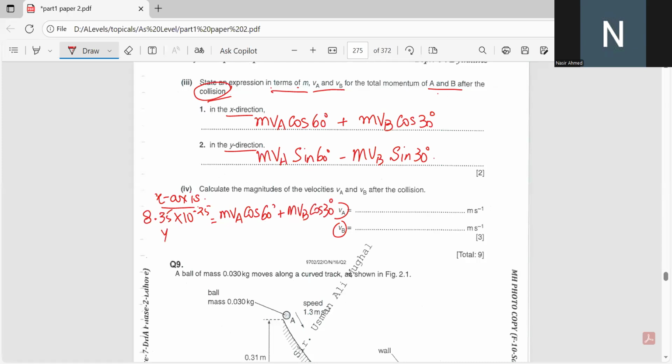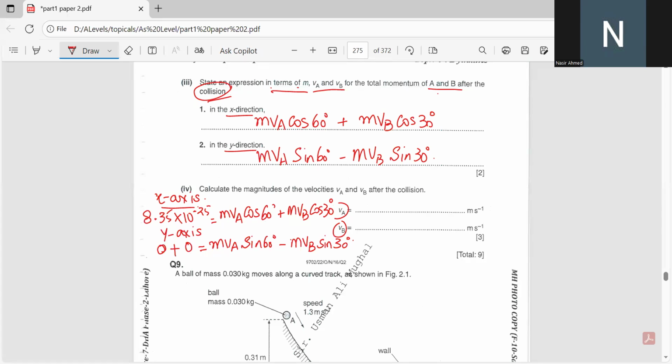And along the y-axis, we know the momentum of both the bodies before collision is 0. So 0 plus 0 will be equal to m VA sine 60 minus m VB sine 30.